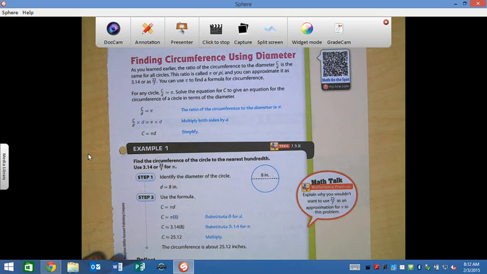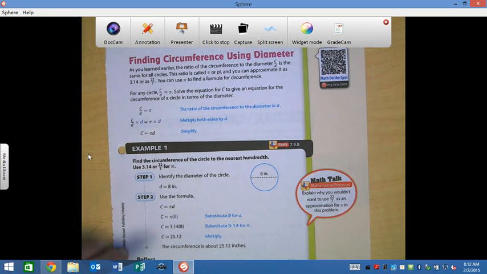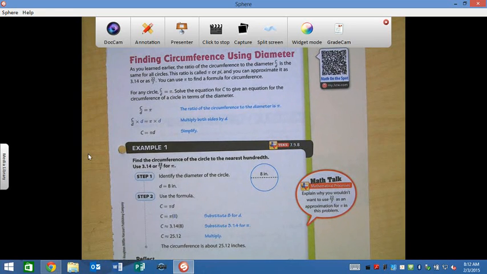So then we're going to do 3.14 times 8, and when you multiply, you get 25.12. So your circumference is going to be about 25.12. So, using this example, do reflection problems 1 and 2, and then when you come back, your answer will be up on the screen so you can check your work.